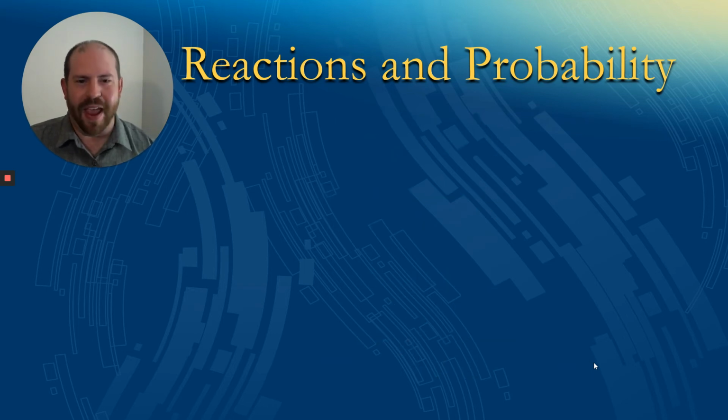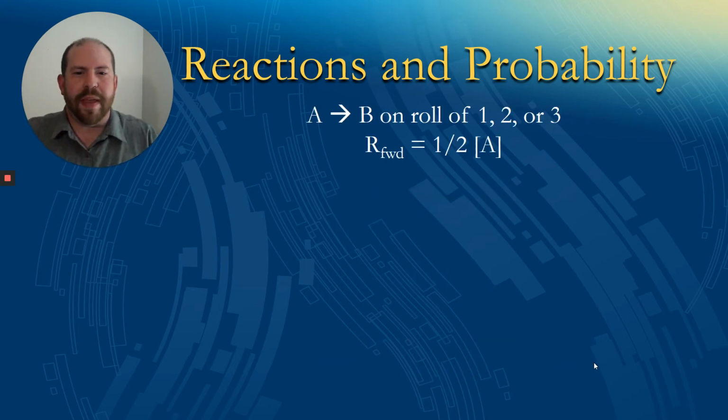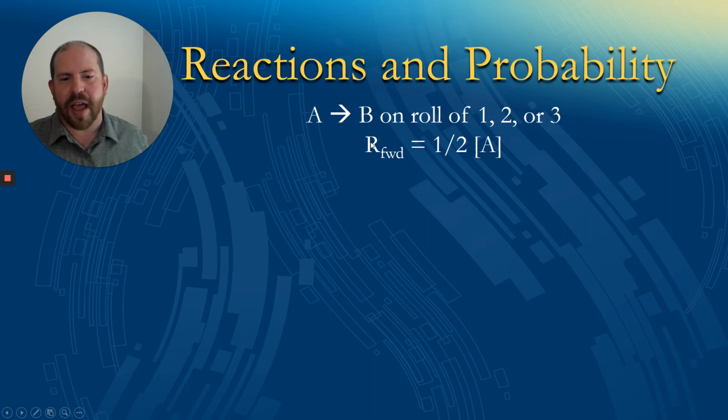Now let's look at the second reaction. This was where we made it easier for A to turn into B. So we made the rate of the forward reaction greater. Half the time we'd expect an A to turn into a B. So the rate of the forward reaction, how many do we expect to convert on each roll? That's half the number of A's.